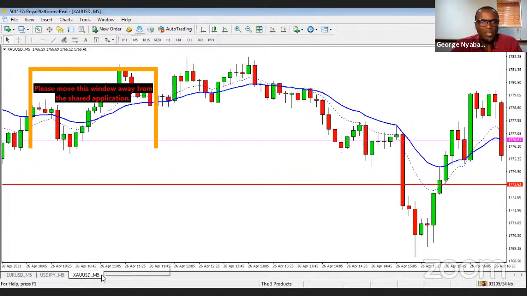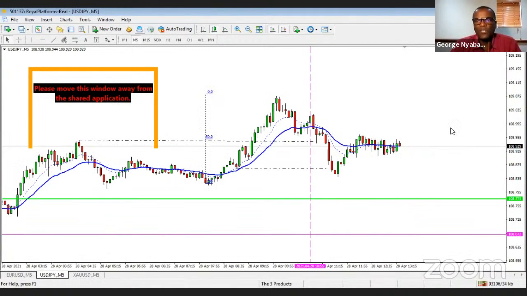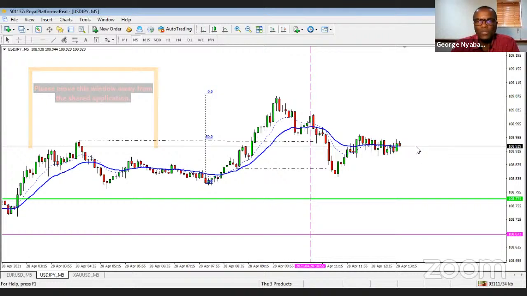Okay, so have a look at what we got. Yen. Okay, so the yen is still going sideways for us. So as long as we have price action going sideways, there's nothing for us to do.